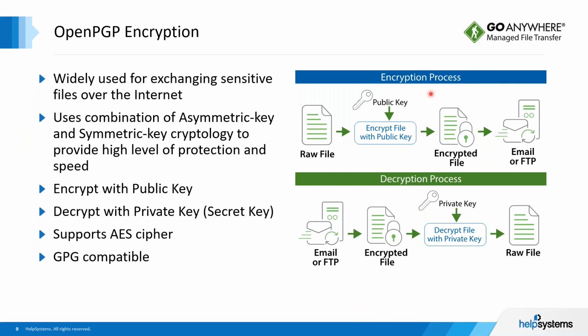Quick example of the encryption process, you've got that raw file coming in, you encrypt it with that public key. So now you have the encrypted file of which you can send out, maybe through an email, through an FTP type process, whatever it is you need to do. And then the other direction, when your trading partner sends you the encrypted file, automatically you can take that file, decrypt it with your private key, and then place the file in that target location.